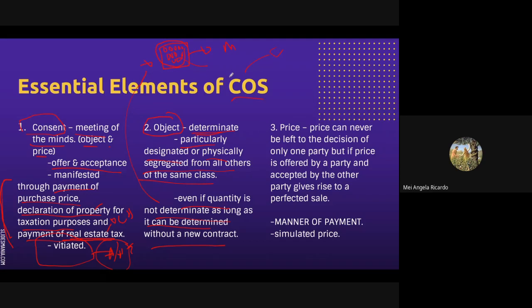Sabi niyo po kanina, sir, di niyo po alam kung ilan po yun, di ba? So, pag sinabi kasi natin na hindi natin alam yung quantity, tas hindi natin alam kung anong klaseng rice, hindi po siya determinate, sir? Kasi I think first, dalawa lang po kasing pwede nating isipin, sir. It cannot be determinate. However, as long as we can determine po kung ilan yung quantity, parang ganun po ba, sir?